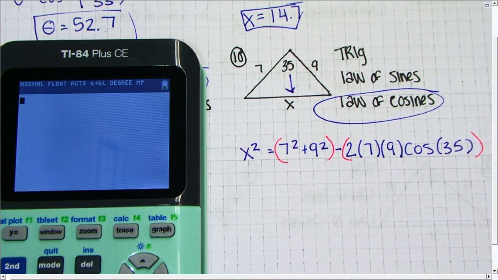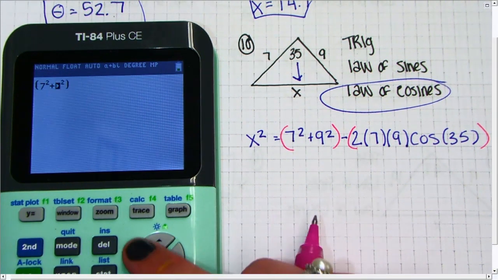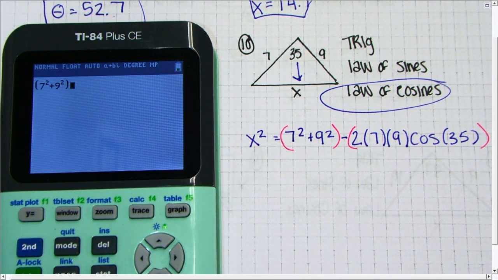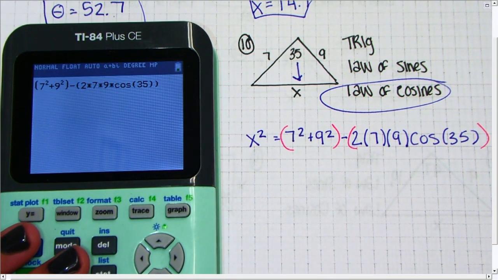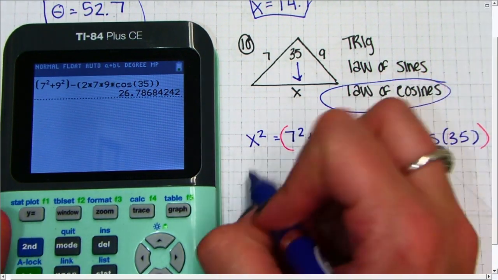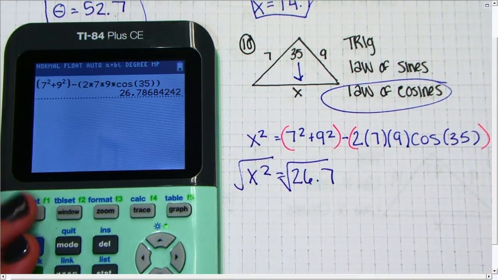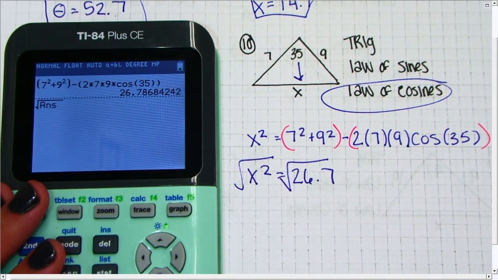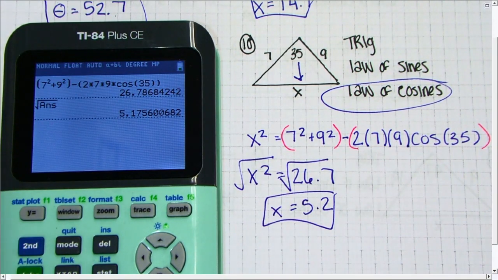When you're typing this into the calculator, make sure that you are putting the parentheses in the appropriate spots. So I'm going to do parentheses 7 squared plus 9 squared, minus, open a new set, 2 times 7 times 9 times cosine of 35. Close the cosine, close the pink parenthesis. In this problem, we get x squared equals 26.7. Remember, you must square root. So second, x squared, second negative. And I get 5.2 as my x value when rounding to the nearest tenth.